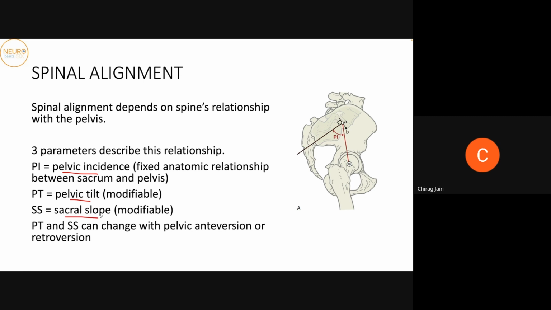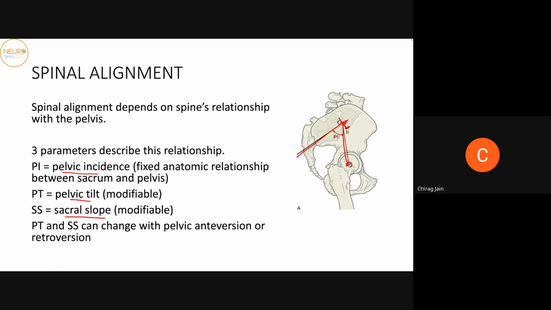Now, this can be a little complicated to understand, but it's actually quite straightforward. Basically, along the S1 upper end plate, we find the midpoint. That is point A. Point B is at the anterior end of the end plate. So you draw a line connecting the two, which will just be along the upper end plate, and a line perpendicular to that. And then one more line which connects point A with the center of the femoral head. The angle between the two, that is your pelvic incidence.